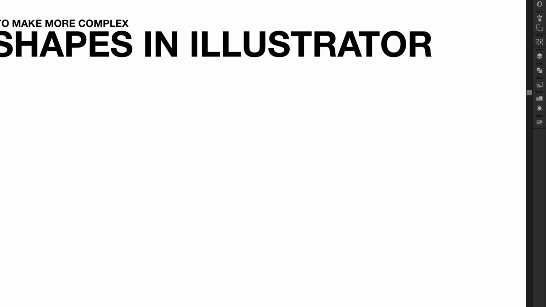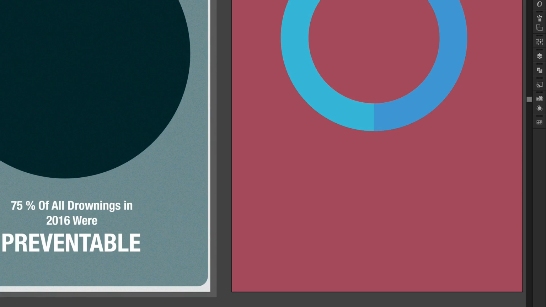In this file here called Infographic AI, we have a very simple infographic that deals with the fact that 75% of all drownings in 2016 in New Zealand were preventable. This area from here to here represents 75% of the total area of this circle. Right, how do we do that?